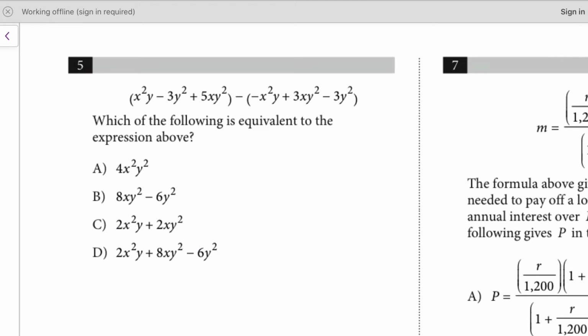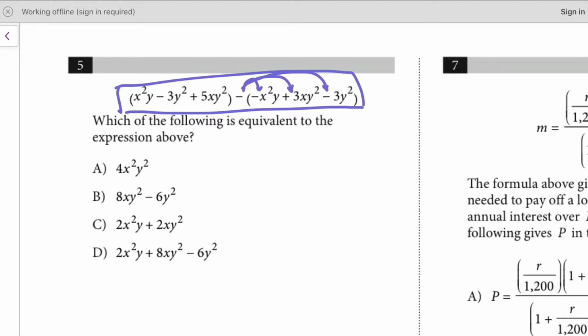Okay, moving on to question 5. Which of the following is equivalent to the expression above? So in simpler words, what this question is asking you to do is simplify this expression. And all you have to do for that is combine like terms. But you have to be careful because you're subtracting over here. So what that means is you have to distribute the negative to each of the terms. I think some people refer to this as foiling. So negatives turn to positive and positives turn to negative.